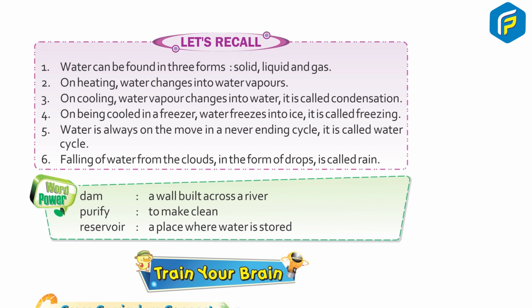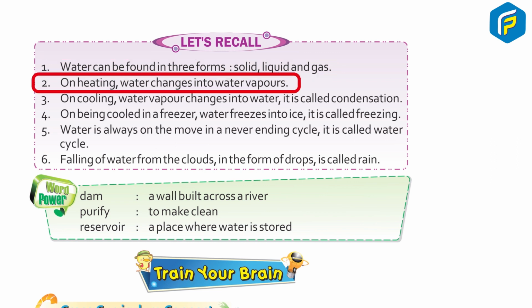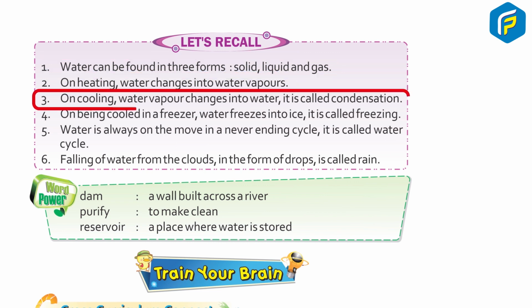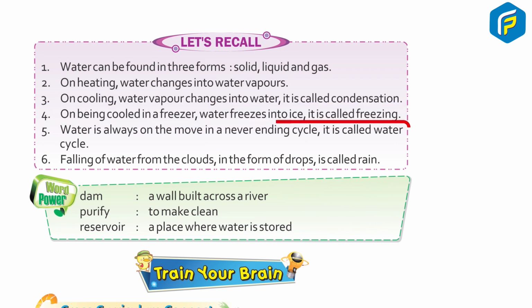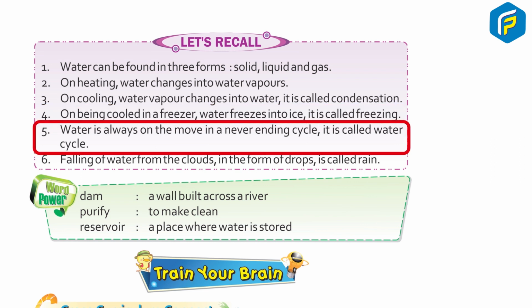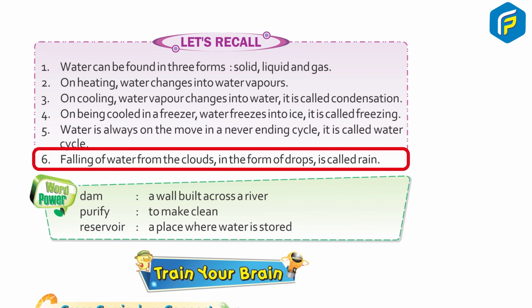Let's recall. 1. Water can be found in 3 forms: solid, liquid and gas. 2. On heating, water changes into water vapors. 3. On cooling, water vapor changes into water. It is called condensation. 4. On being cooled in the freezer, water freezes into ice. It is called freezing. 5. Water is always on the move in a never-ending cycle. It is called water cycle. 6. Falling of water from the cloud in the form of drops is called rain.